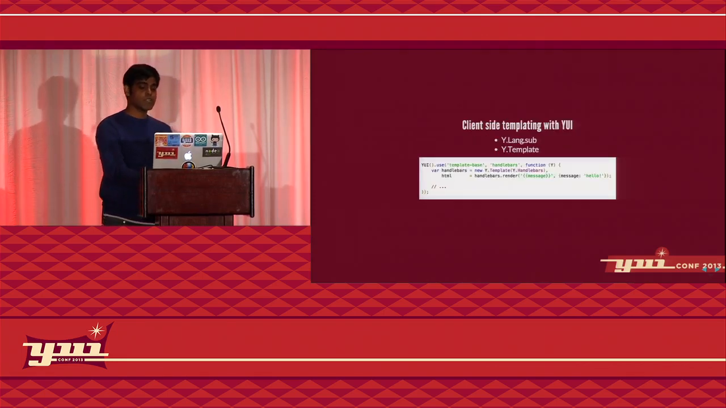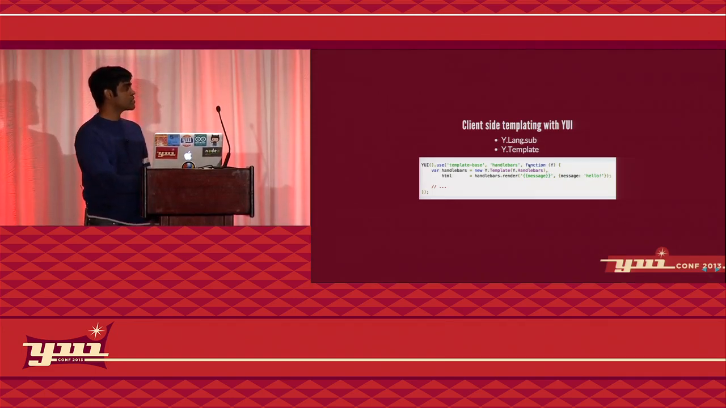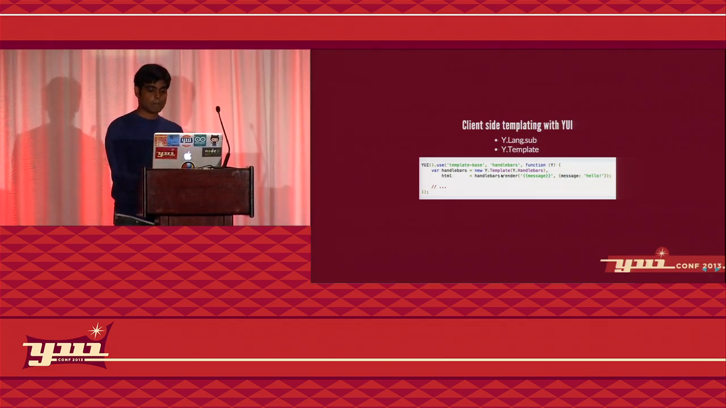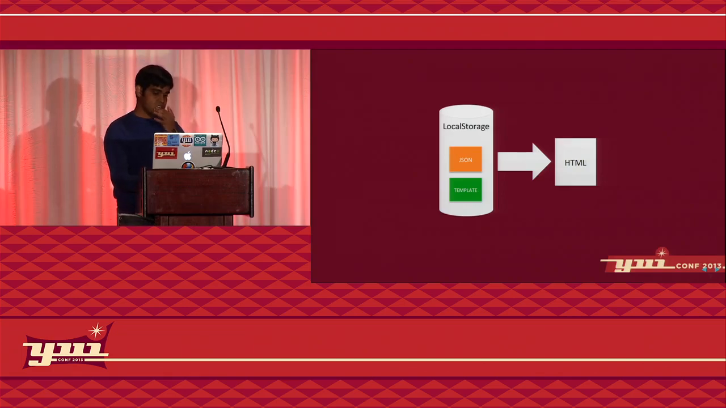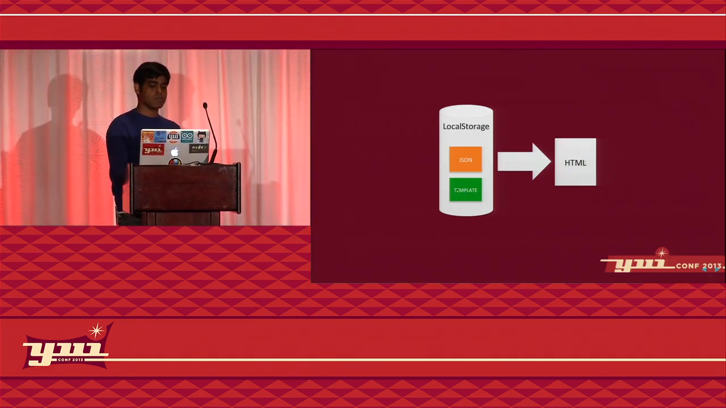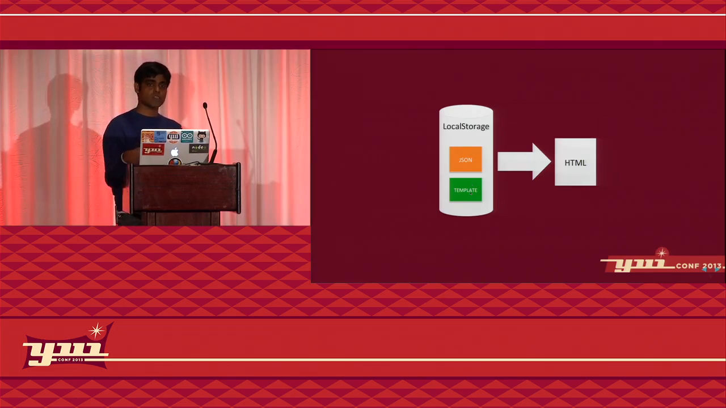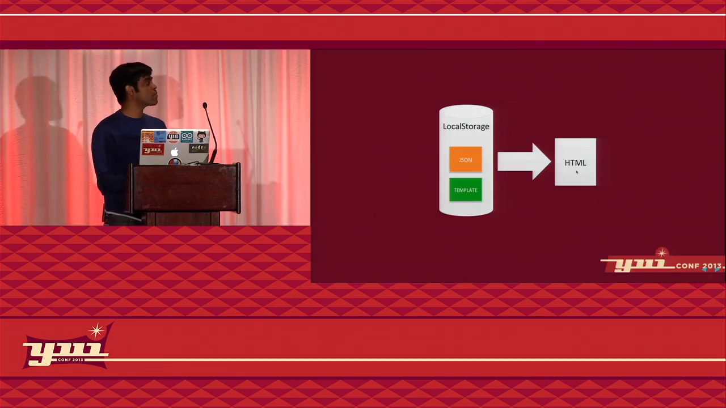For client-side templating, you can use these two fine-grained options from YUI. One is Y.Lang.sub, which is a very simple substitution templating. And then you have full-fledged templates like Handlebars or Mustache. With that, you can use the template stored in the local storage, or move it to the JSON storage if you have a security concern, or you can even cache the template in the local storage, have the JSON, generate the HTML and write it back into the DOM.